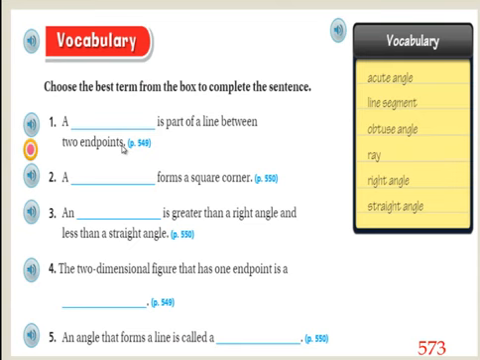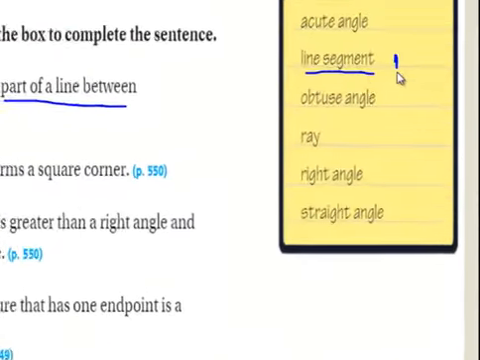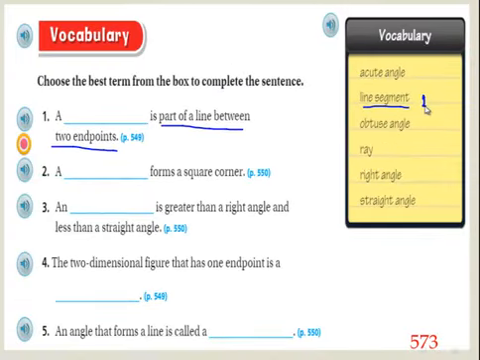Let's answer together. Who knows the answer to the first sentence? A what is part of a line between two endpoints? Great, I heard your answer. Your answer is line segment. So you should write here line segment. This is the answer for the sentence number 1.